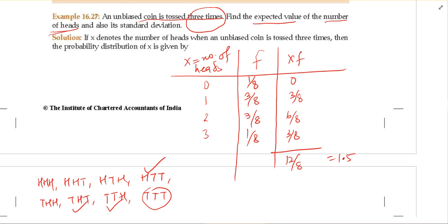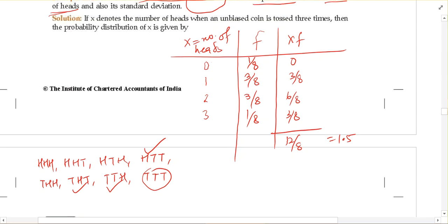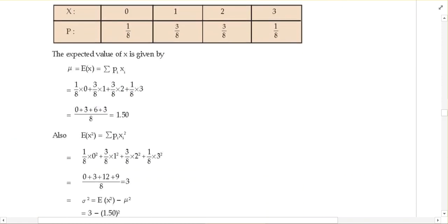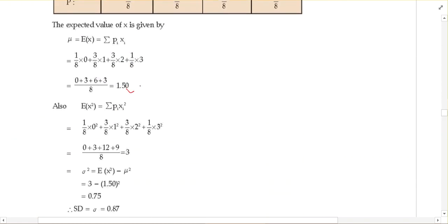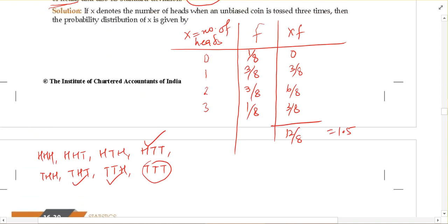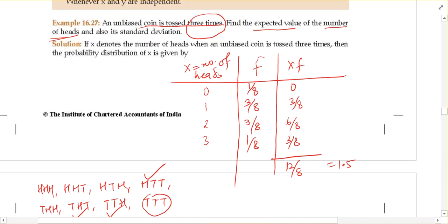Okay. So this was example 16.27, and with this example I cleared probability distribution, mean, expectation, meaning of expectation, expected value, how to find mean, and how to understand the probability distribution. Now we will do more examples. This is the table and this is how it is found. Okay. Now we have to find its standard deviation also.